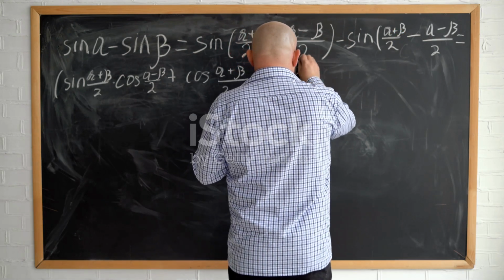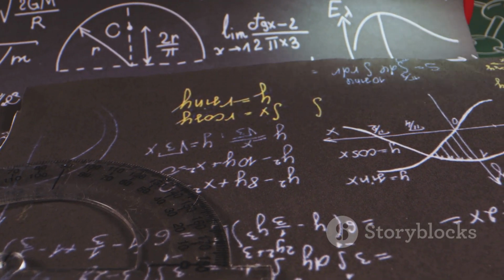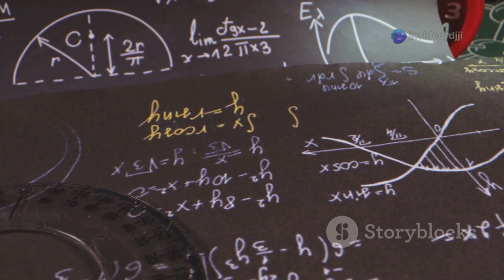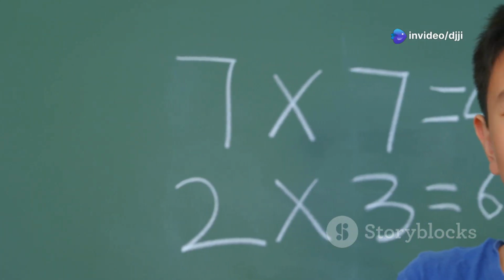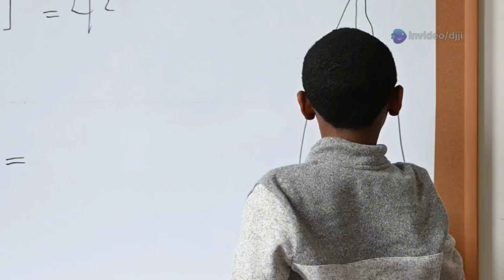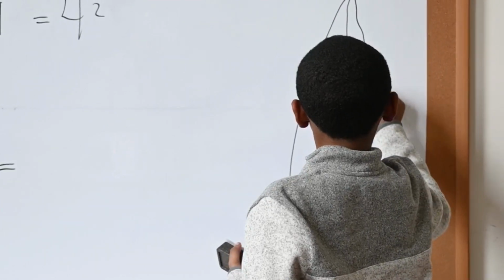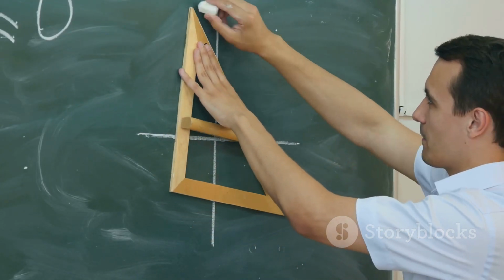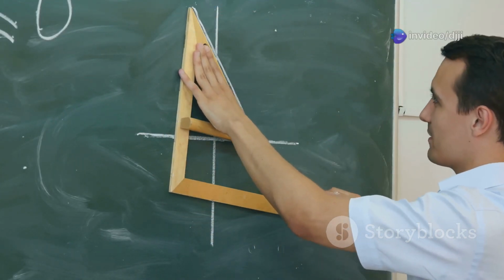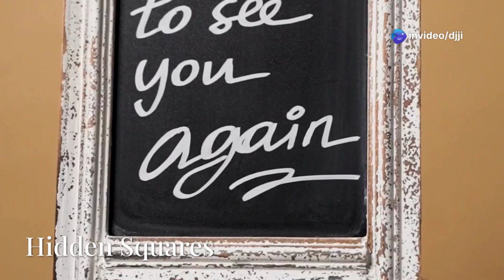Alright, let's dive into an example involving higher powers. Let's factor the expression 16x to the fourth minus 81y squared. First, we recognize that 16x to the fourth can be written as 4x squared, all squared. Similarly, 81y squared can be written as 9y, all squared. So the expression becomes the difference of squares: 4x squared minus 9y times 4x squared plus 9y.